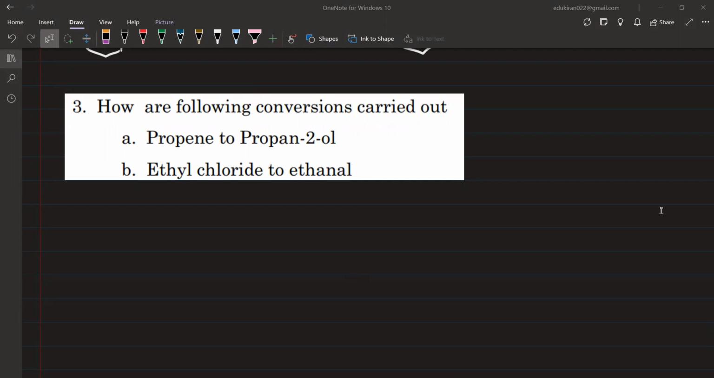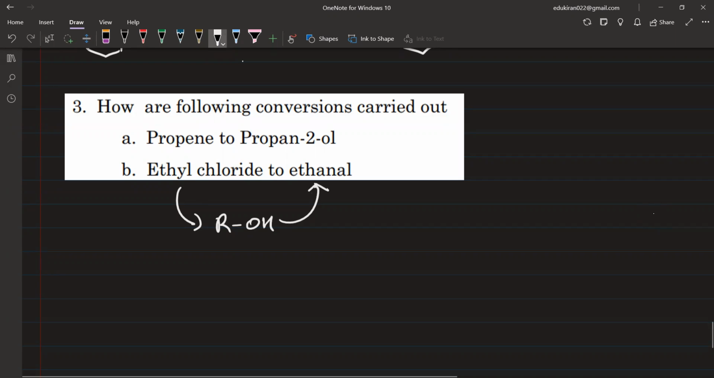The second one I don't understand. Second one? Okay, fine. Tell me. Which chapter is this? Alcohol, right? Can we make alcohol from ethyl chloride? Yes or no? Yes. Can we make aldehyde from alcohol? Yes or no? Yes, sir, I knew it, but then I got confused at the end.